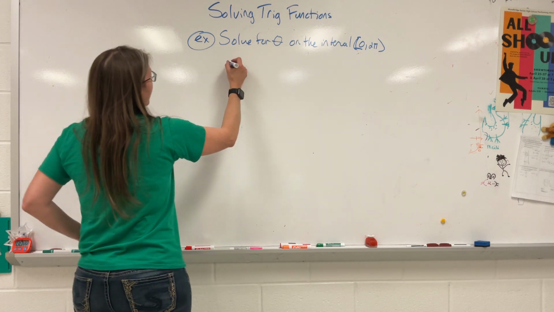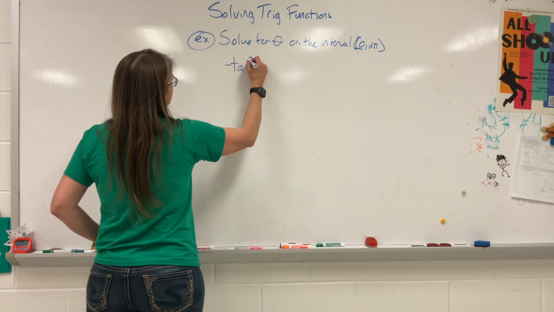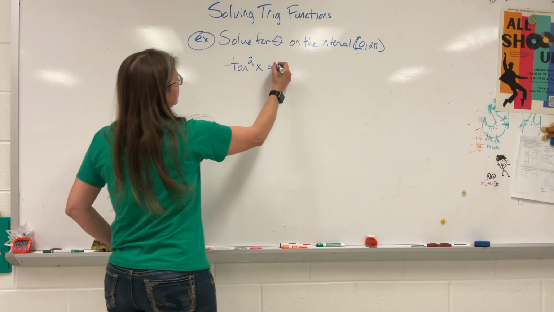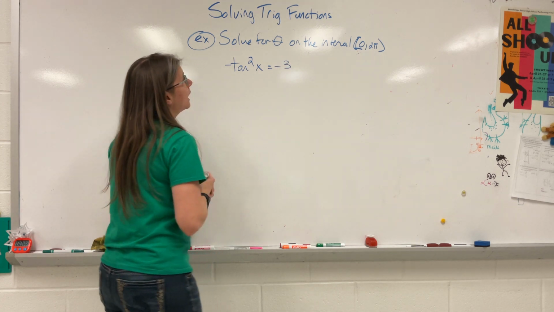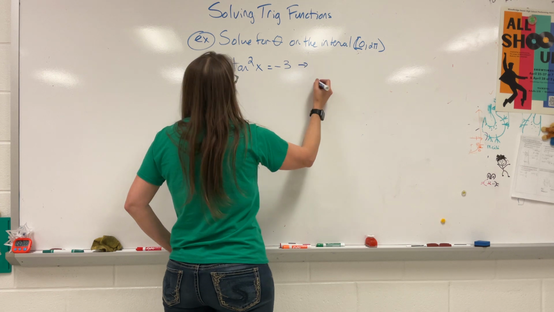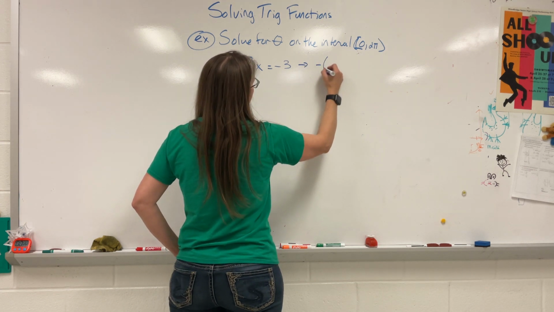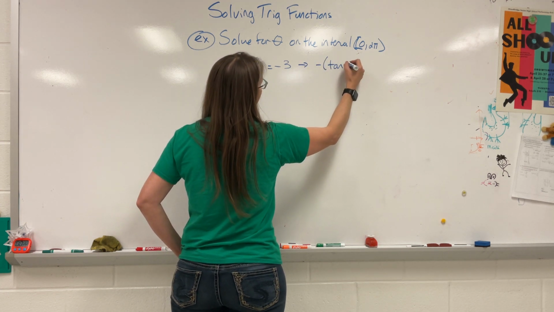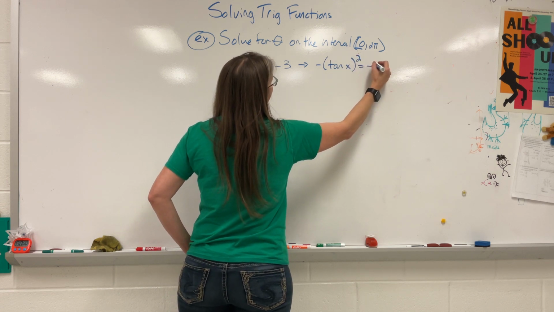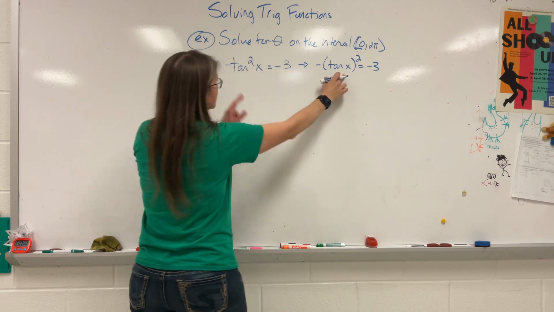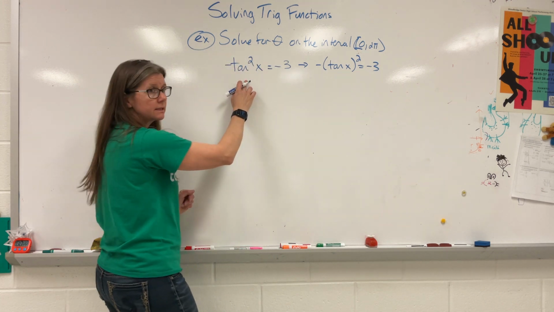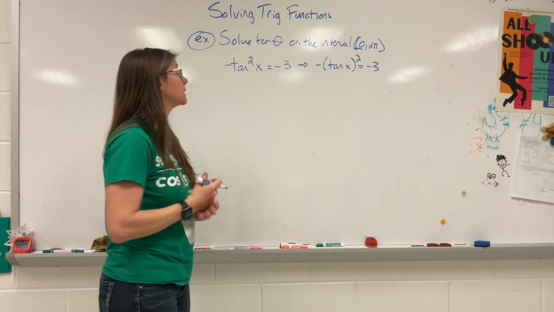So I have negative tangent squared x is equal to negative 3. Okay. The one notation thing that you do need to know is that negative tangent squared x is the exact same thing as the negative of tangent squared x. So this and this are the same thing. I'm going to leave this because you don't see it this way. You always see it this way, but they actually mean exactly the same thing.